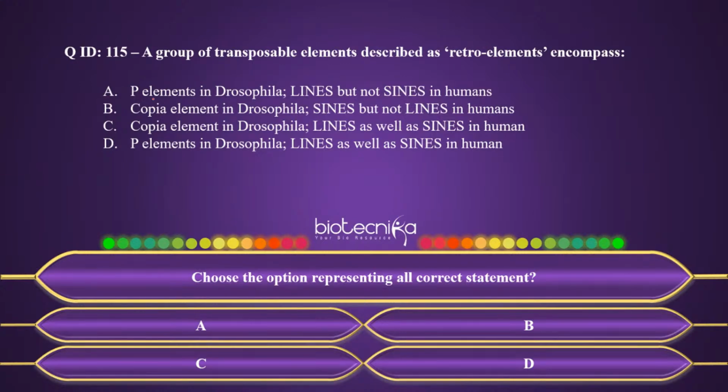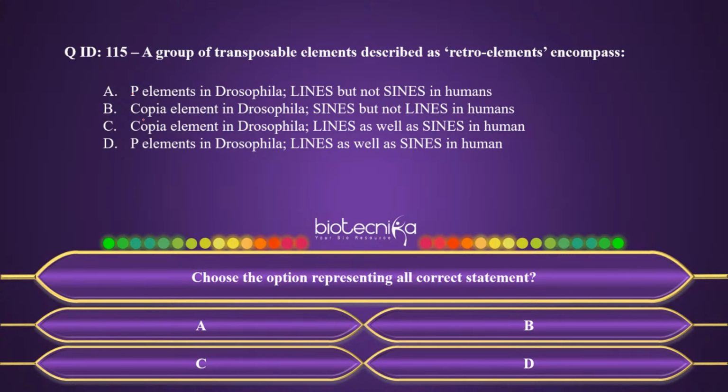Here option A says the P elements in Drosophila lines but not shines in case of humans. B says that these are the retro elements. It is shown that P elements and copia are retro elements. So in which particular organism are these retro elements present? There's a whole table given in the standard book Watson, so you can check it from there.